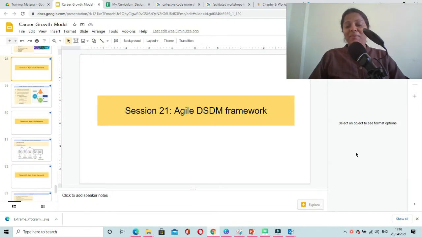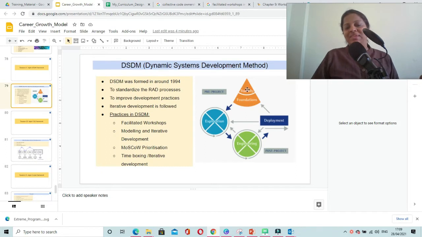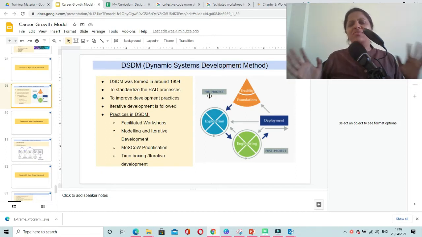Hello, and I'm back with one more framework, that is DSDM. This is known as Dynamic Systems Development Method. And you must be wondering, why so many frameworks? Why not only one framework and let us live with one framework only?